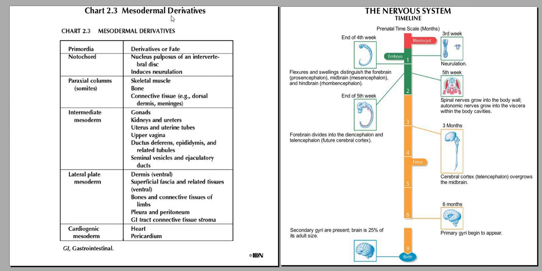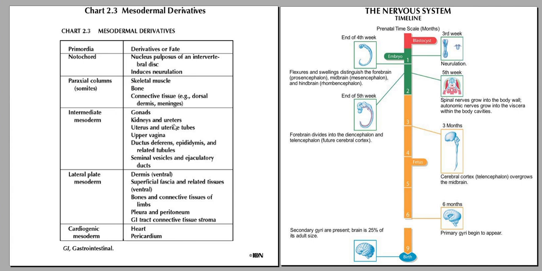And then with the mesodermal derivatives, we're talking about the primordial notochord, the paraxial mesoderm, intermediate mesoderm, lateral plate mesoderm, and the cardiogenic mesoderm. So here with the notochord, of course, the nucleus pulposus of the intervertebral disc induces neurulation. And also the paraxial columns, we have the skeletal muscles, the bones, the connective tissues. So there we have the dorsal dermis and the meninges too.